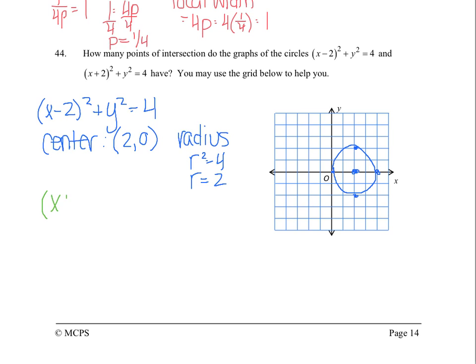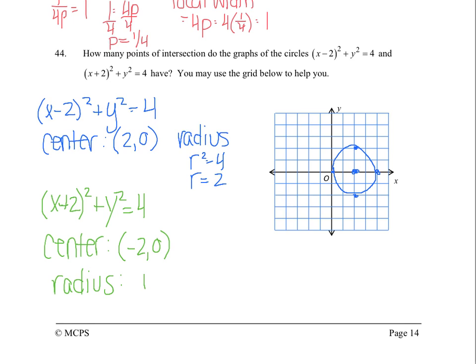My other equation is x plus 2 squared plus y squared equals 4. My center is going to be at -2, 0. And my radius, again, r squared equals 4, so my radius is going to be 2. So I'm going to plot -2, 0, and then I'm going to go 2 units in either direction to get my circle. And from this, I can see that I'm going to have 1 point of intersection.